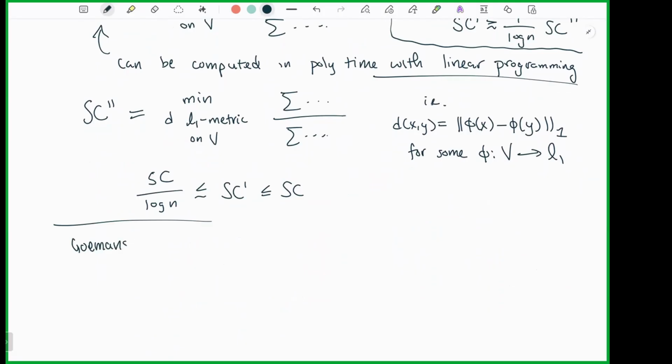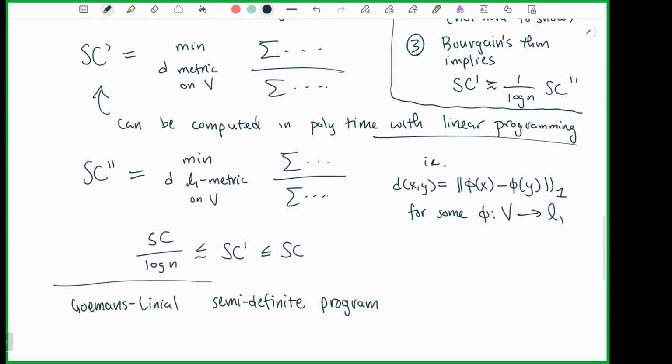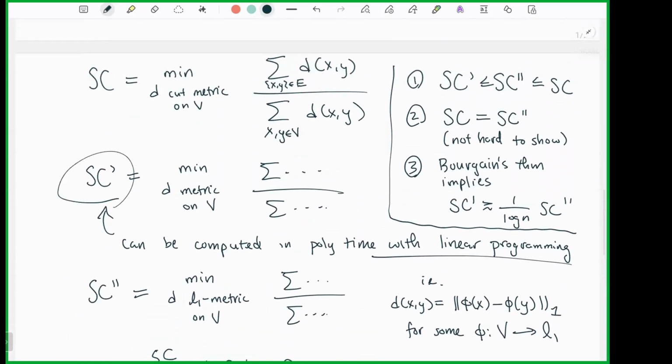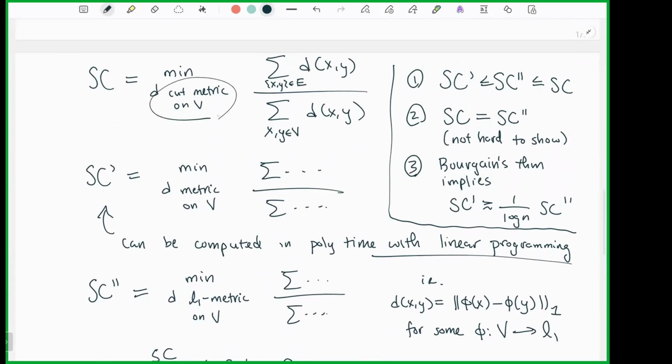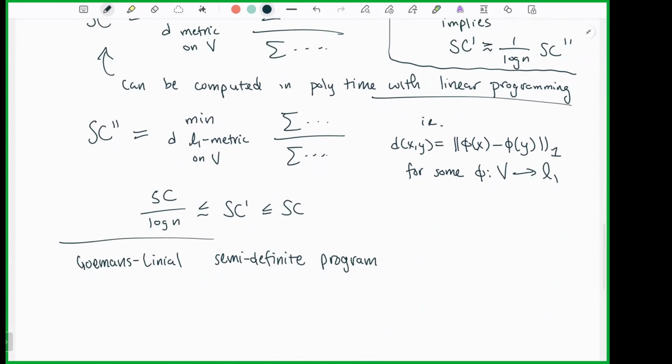So Goemans and Linial gave a semidefinite program as an approximation for sparsest cut. So SC prime is referred to as a linear programming relaxation because you relax the constraint from all cut metrics to all metrics. And here we relax it from cut metrics to a larger class as well, but not as large as the space of all metrics.